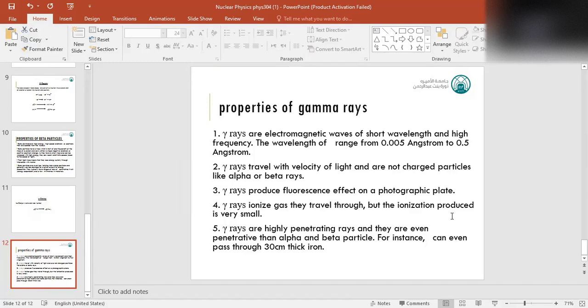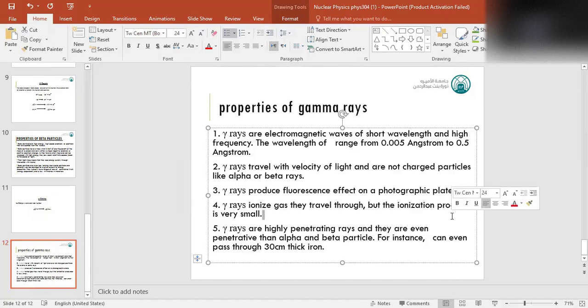Gamma rays are highly penetrating rays, and they penetrate even more than alpha and beta particles. For instance, they can even pass through 30 centimeters of thick iron.